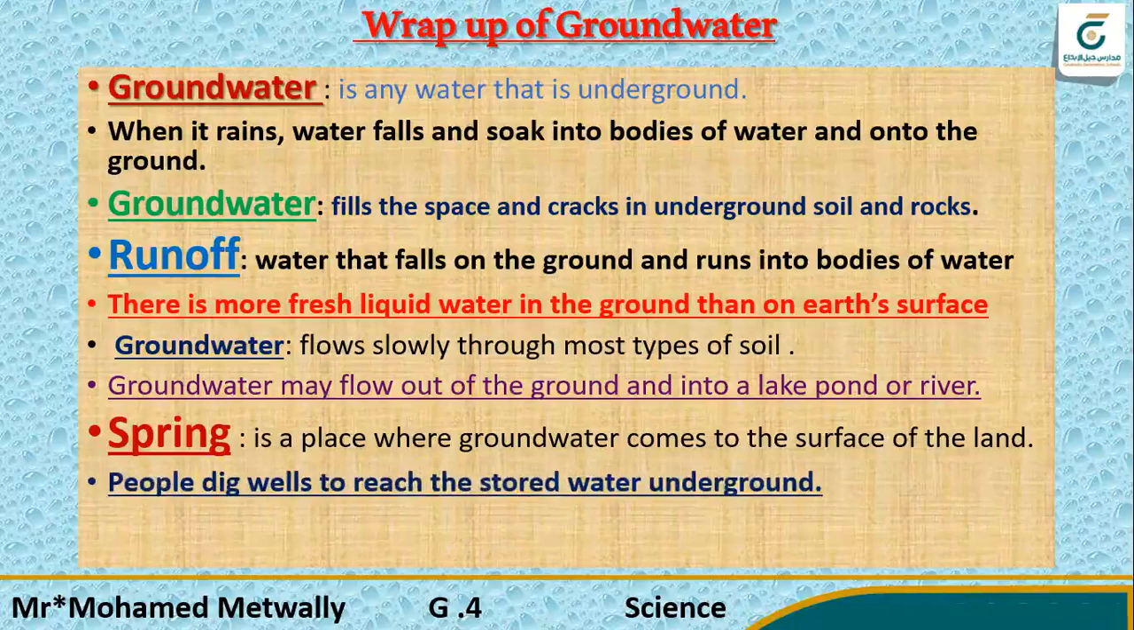People dig wells to reach the stored water underground. So people need to get the water from underground. How can they do this? They dig wells. They dig a big hole deep in the ground to reach the groundwater and to get it easily. So let me ask you another question.